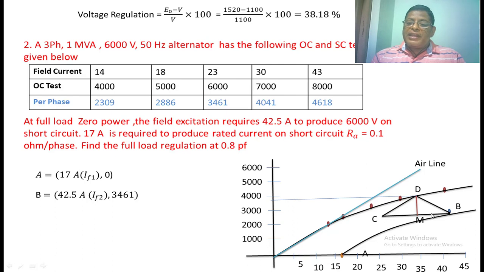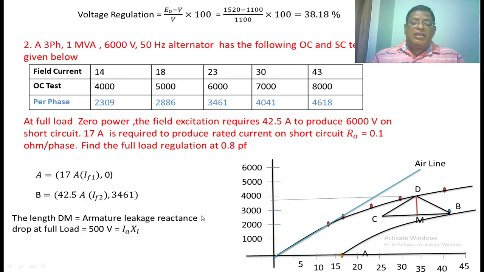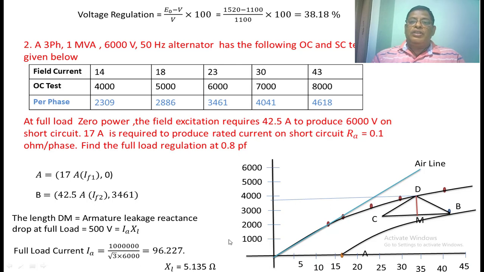Now from the Potier triangle method, the length DM is equal to the voltage drop in the alternator due to the leakage reactance drop. In this case, we got the value of 500 volts, that is equal to IA into XL. If you find the value of full load current, then we can calculate the XL also. I have calculated the full load current, IA equal to the rating of the alternator divided by root 3 VL. We are getting 96.227 amperes. You substitute this value in the above equation, we are getting XL equal to 5.135 ohms.